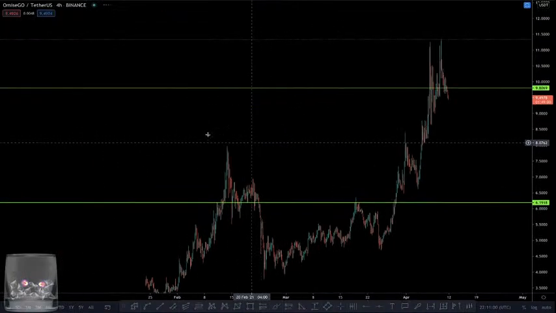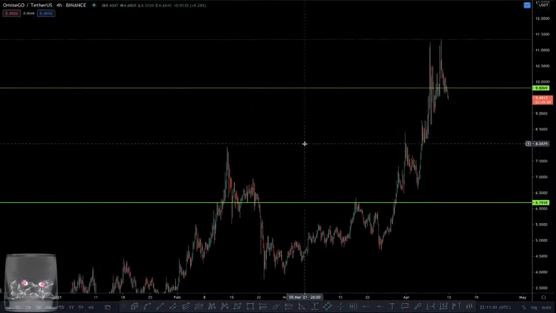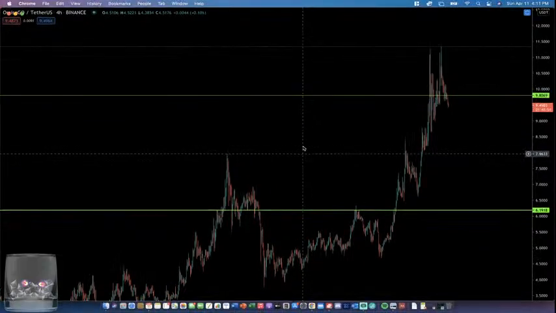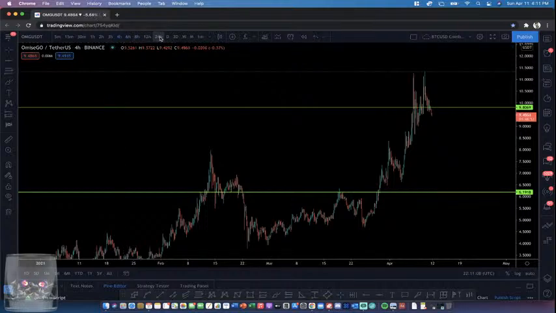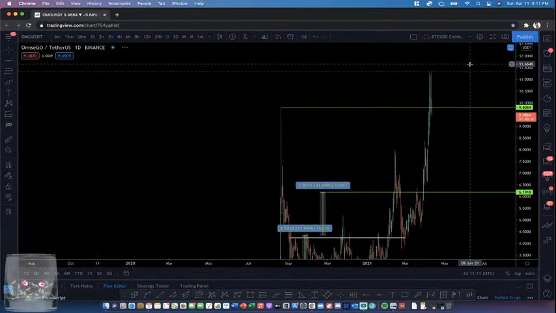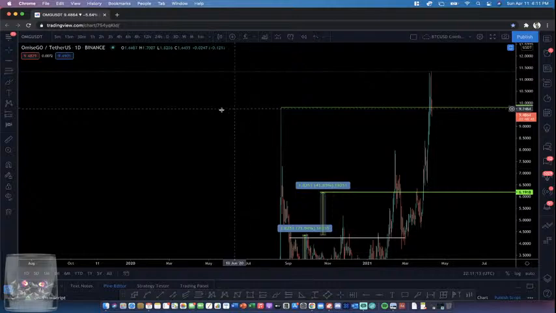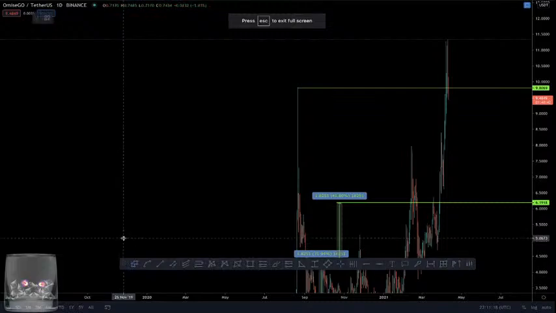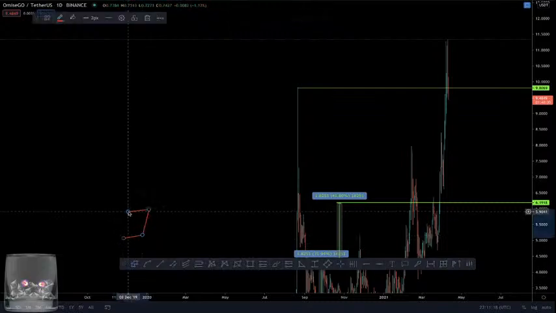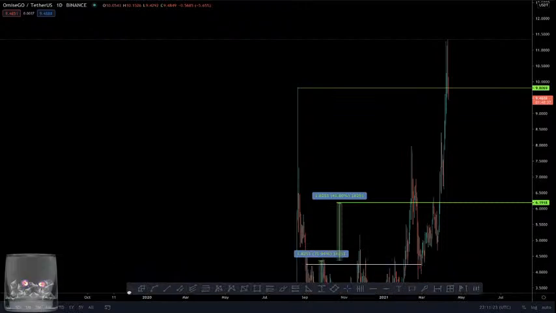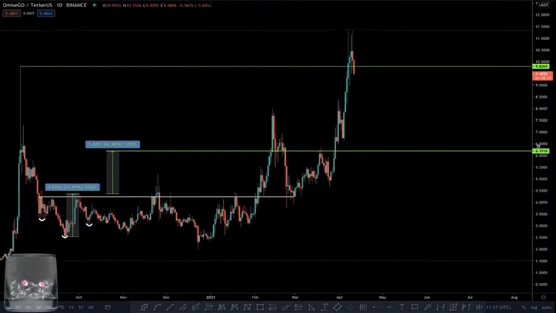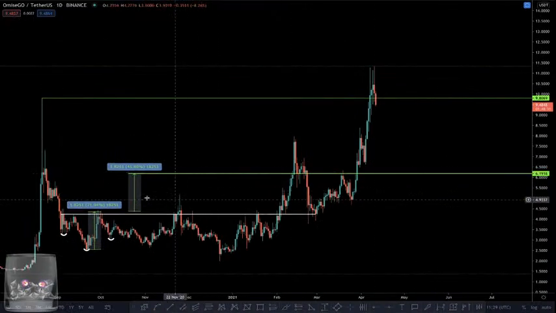OMG, looks like something has been hit here. Let me take you to the daily real quick. It seems like we were doing something on here at one point in time. Oh yeah, figured. Okay, so what happened here, we had again similar structure where we have measured moves of a structure. Okay, so let's bring this in and let's see what happened here.